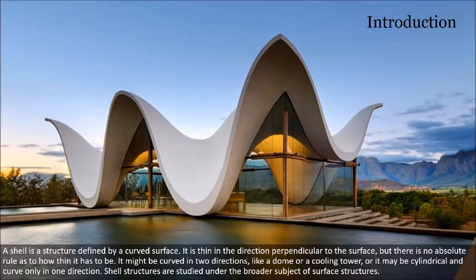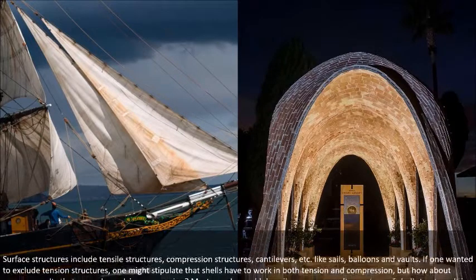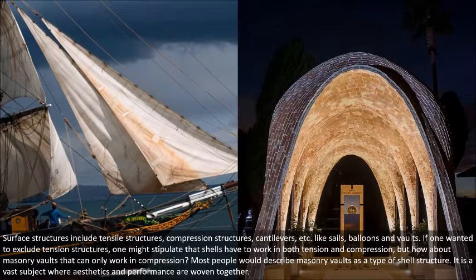Shell structures are studied under the broader subject of surface structures. Surface structures include tensile structures, compression structures, cantilevers, etc., like sails, balloons and vaults. If one wanted to exclude tension structures, one might stipulate that shells have to work in both tension and compression. But how about masonry vaults that can only work in compression? Most people would describe masonry vaults as a type of shell structure. It is a vast subject where aesthetics and performance are woven together.